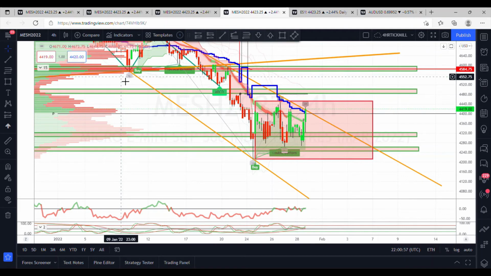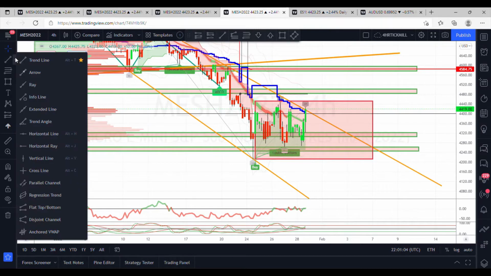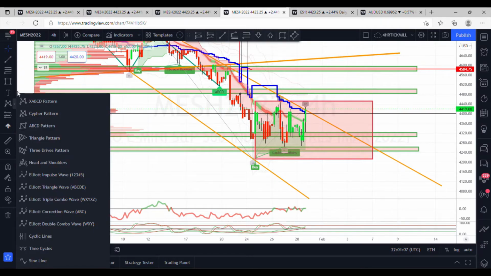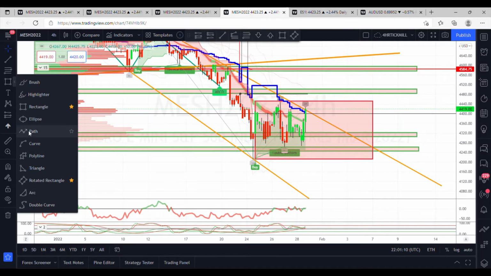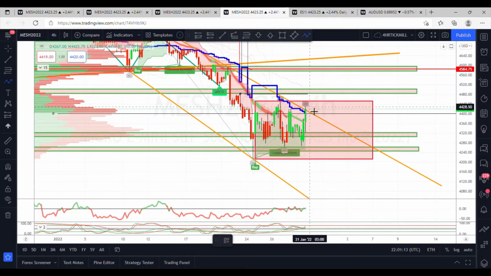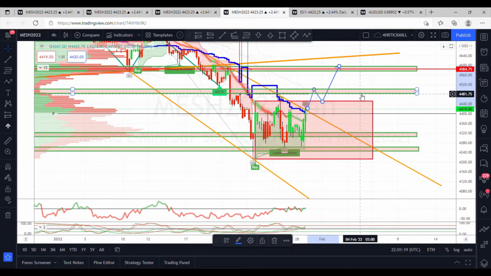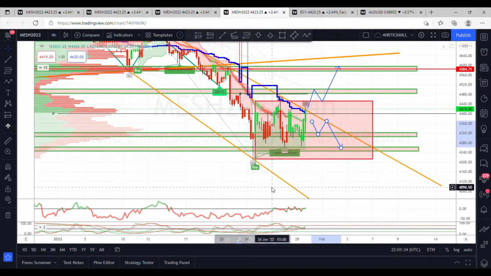What we could really do with is, say, if we get this up here, up here, up here, we could have that, or we would wait for price to come back down, reject off this line, come back down, and retest these support levels down here around 42.85.